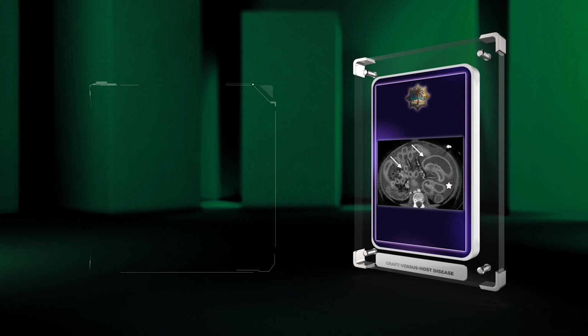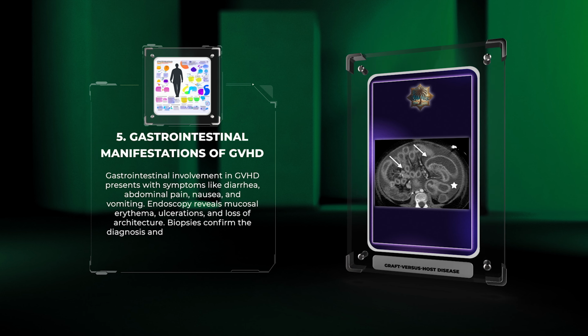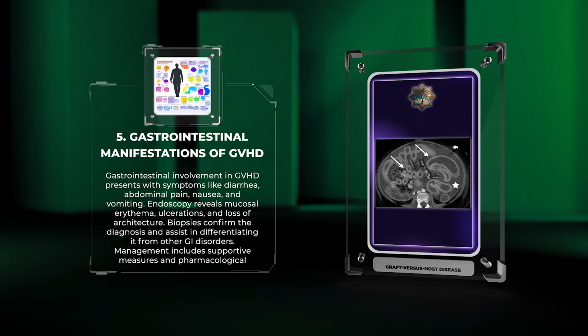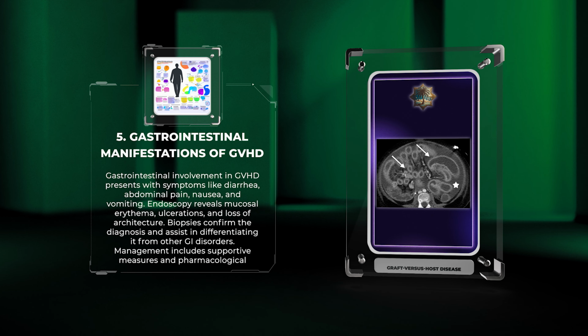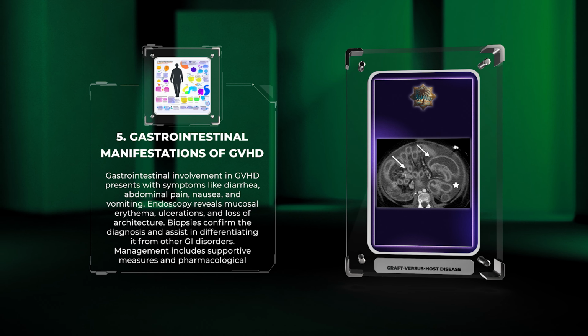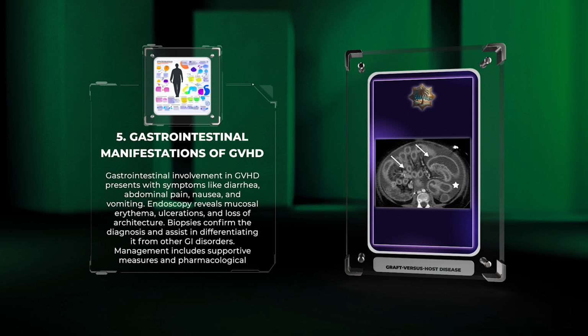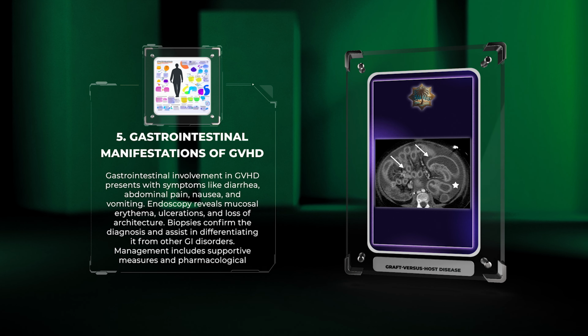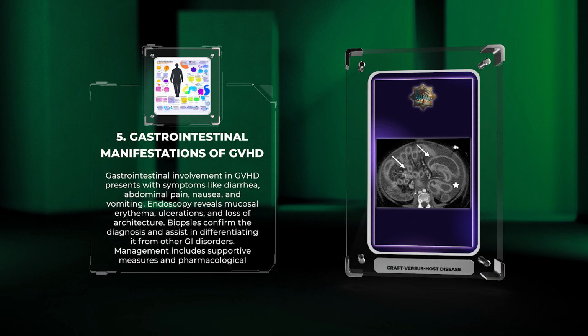Gastrointestinal involvement in GVHD presents with symptoms like diarrhea, abdominal pain, nausea, and vomiting. Endoscopy reveals mucosal erythema, ulcerations, and loss of architecture. Biopsies confirm the diagnosis and assist in differentiating it from other GI disorders. Management includes supportive measures and pharmacological therapy.